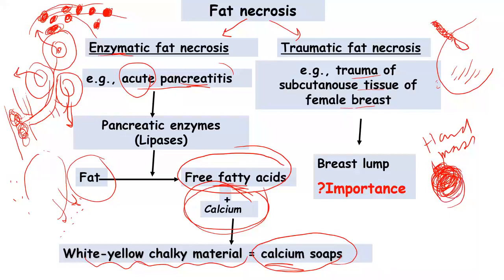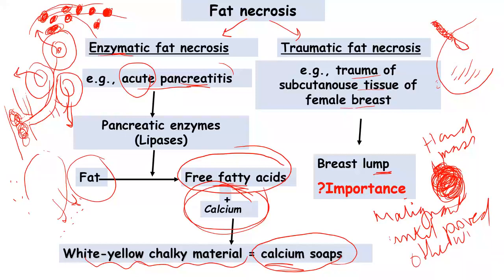When calcification happens, the mass in the breast will be hard. Of course, a hard mass in the breast is an alarming sign, because any breast lump is considered malignant until proved otherwise. So any breast lump is considered malignant until proved otherwise, and so it may be mistaken for a malignant lump in the breast.